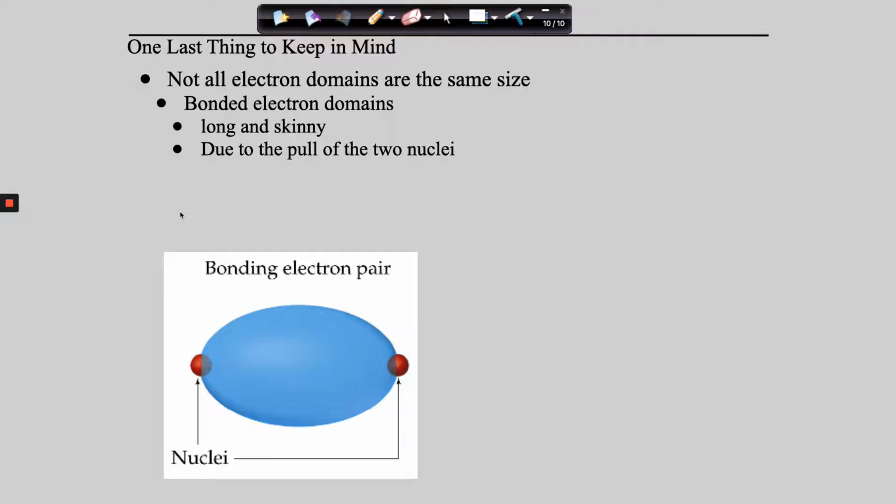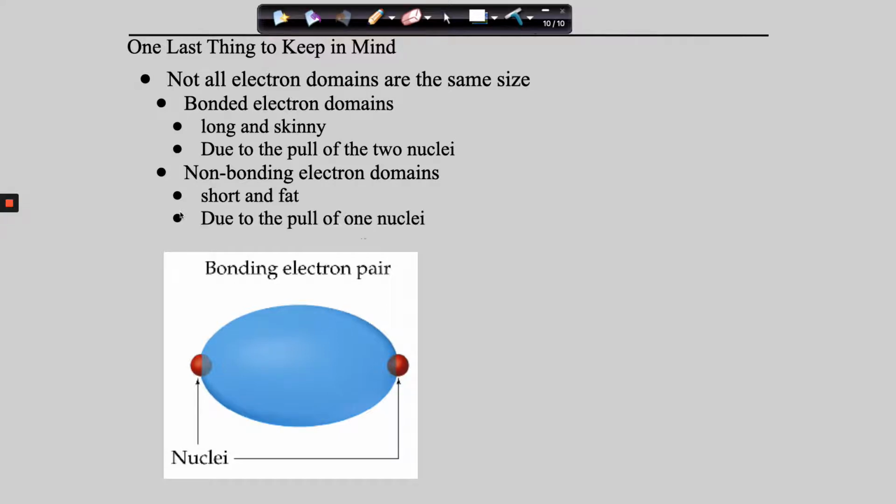So this is what a stretched out electron cloud looks like. And then, guys, non-bonded electron domains. It's actually quite different. Non-bonded electron domains are short and fat. Why are they short and fat? They're short and fat because they're only being pulled on by one nuclei.